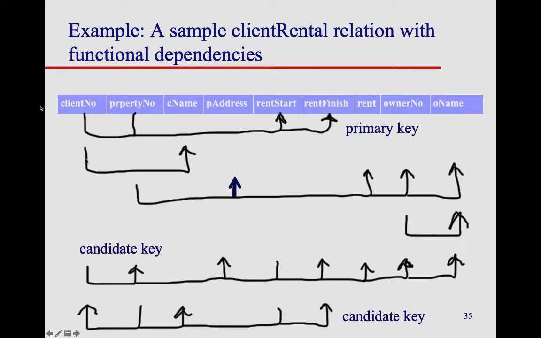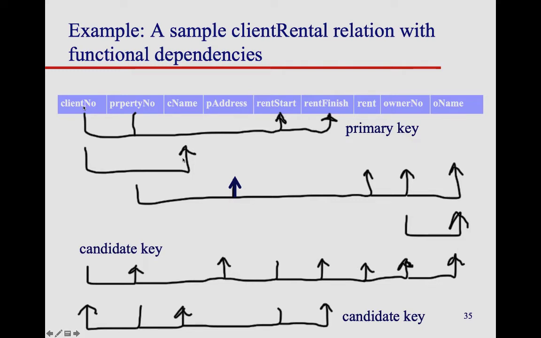The client number uniquely determines client name. So the problem is if in this top dependency I had an arrow up to client name, it would no longer be a full functional dependency. We only show full functional dependencies. If I had an arrow in this first functional dependency up to client name, it would be a partial functional dependency. And the reason is client number by itself uniquely determines client name.